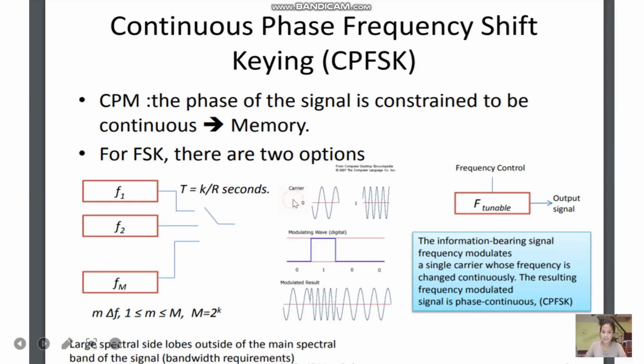For the definition, I have it here. So CPM, which is the phase of the signal, is constrained to be continuous or to have memory. This is just a summary of the definition, but actually it's the information bearing signal frequency modulated, a signal carrier whose frequency is changed continuously. The resulting frequency modulated signal is phase continuous. So that's what you can see here. This is the modulating wave digital, and this is the modulated result, as well as giving you some waveforms to better understand this topic.